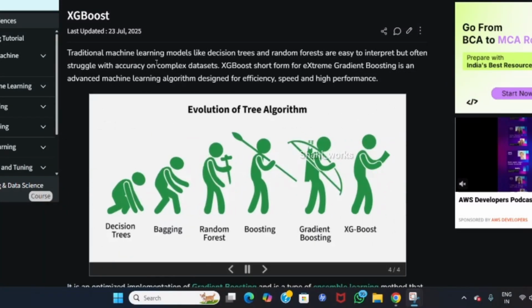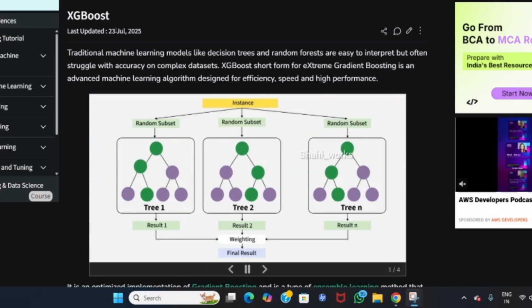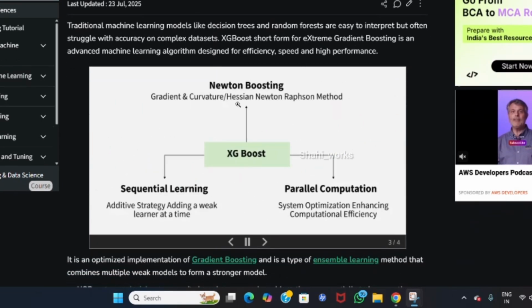In this session, we are going to learn XGBoost. XGBoost is also a traditional machine learning model, which builds on decision trees and random forests. Now let's begin with this.